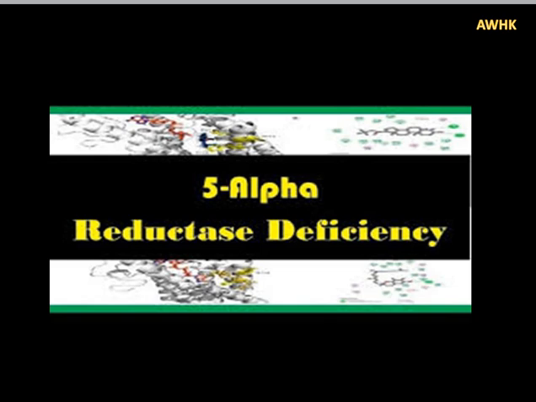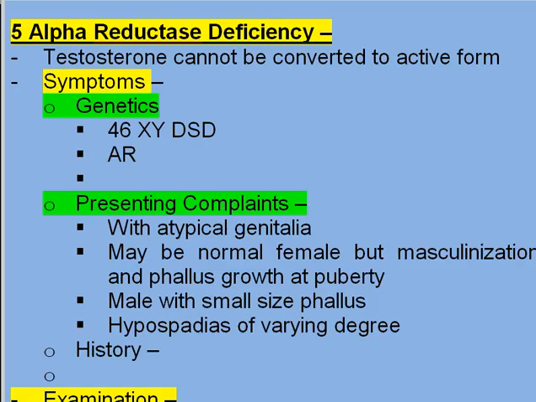उस सिलसिले का आज का पहला टॉपिक है 5 अल्फ़ा रिडक्टेज डेफिशिएंसी। 5 alpha reductase deficiency is the disorder in which testosterone cannot be converted into its active form, that is dihydrotestosterone. The symptoms, first of all, the genetics: it can be 46XY disorder of sexual differentiation. It is a very rare disorder and transmitted as autosomal recessive form.